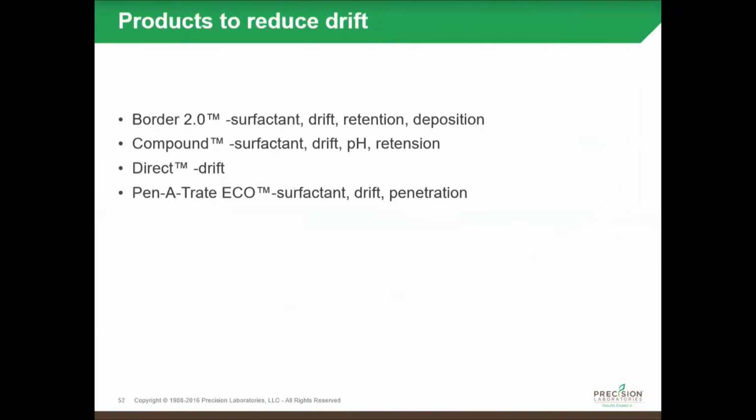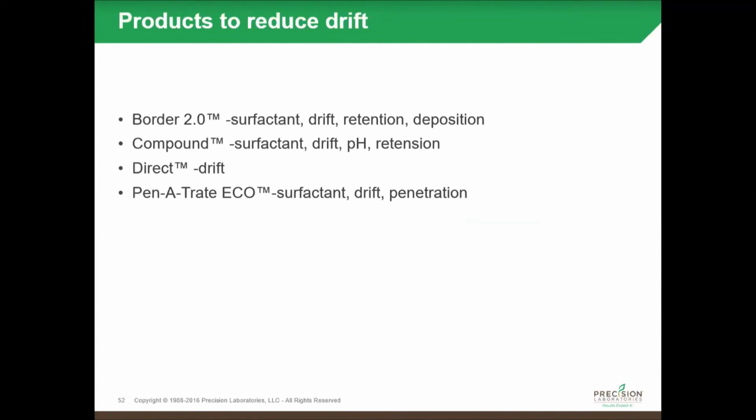So products that we have to reduce drift, Border 2.0 is probably our Cadillac product. We also offer Compound, which I mentioned earlier, that's a surfactant. It has an oil in it for drift and addresses the pH and bicarbonates. It's not quite as good of a drift retardant, but is very effective.